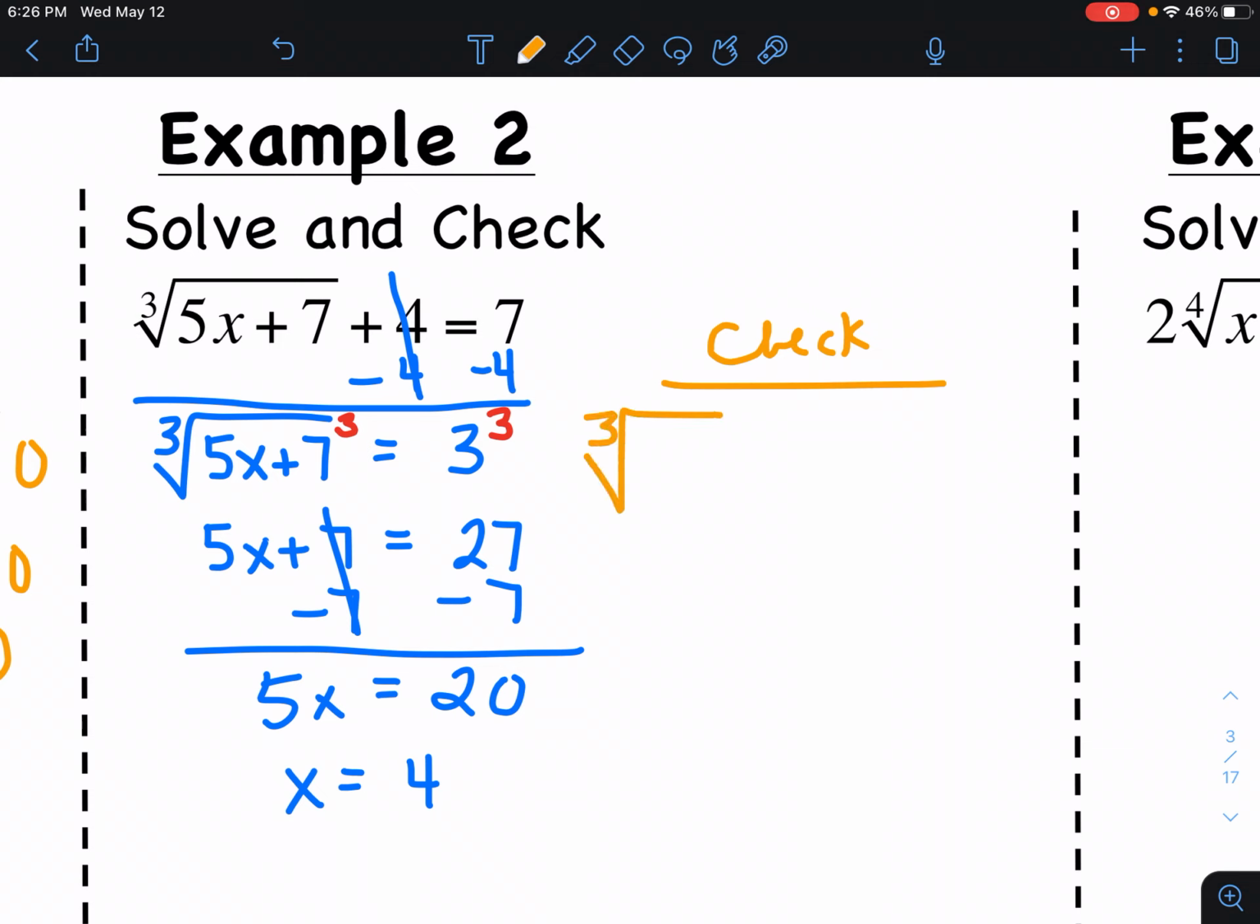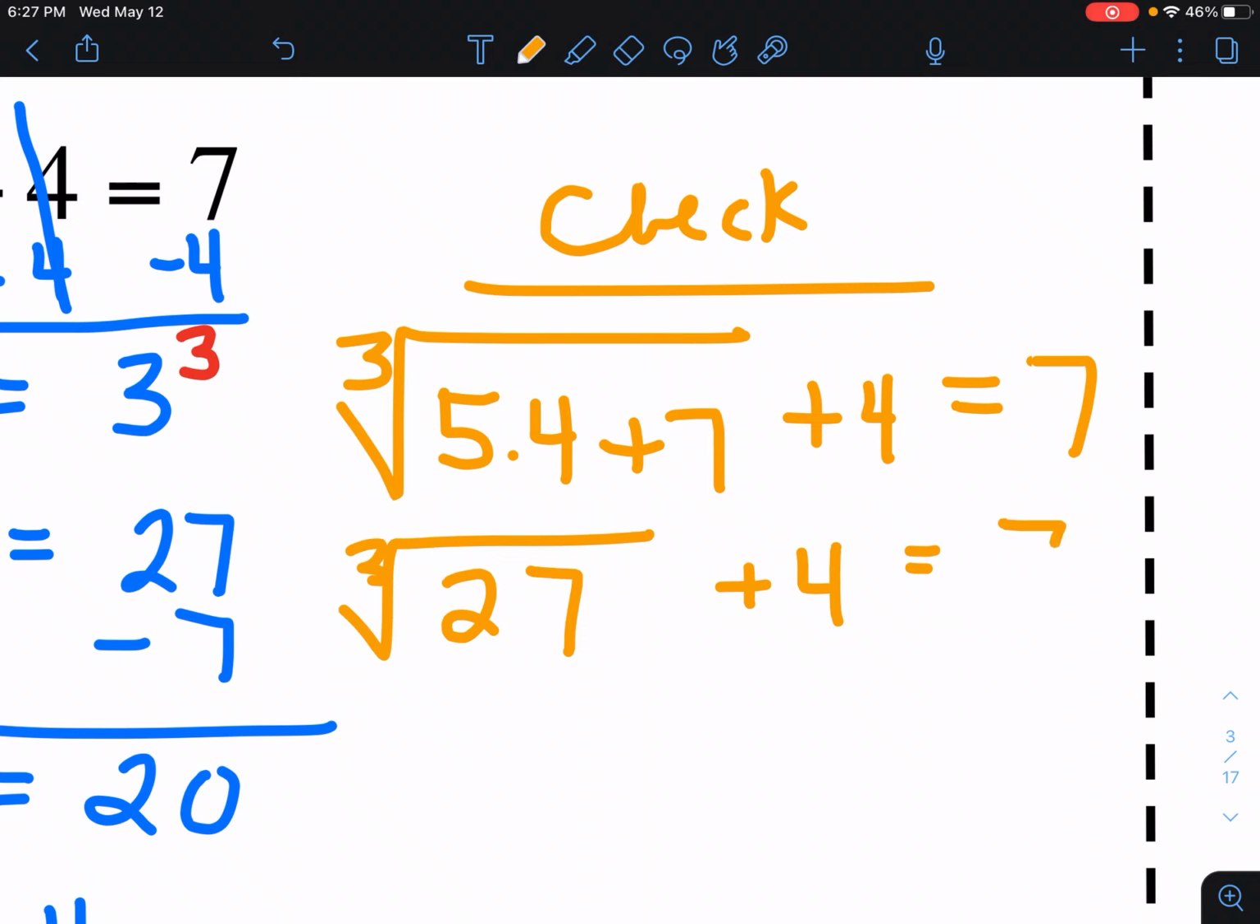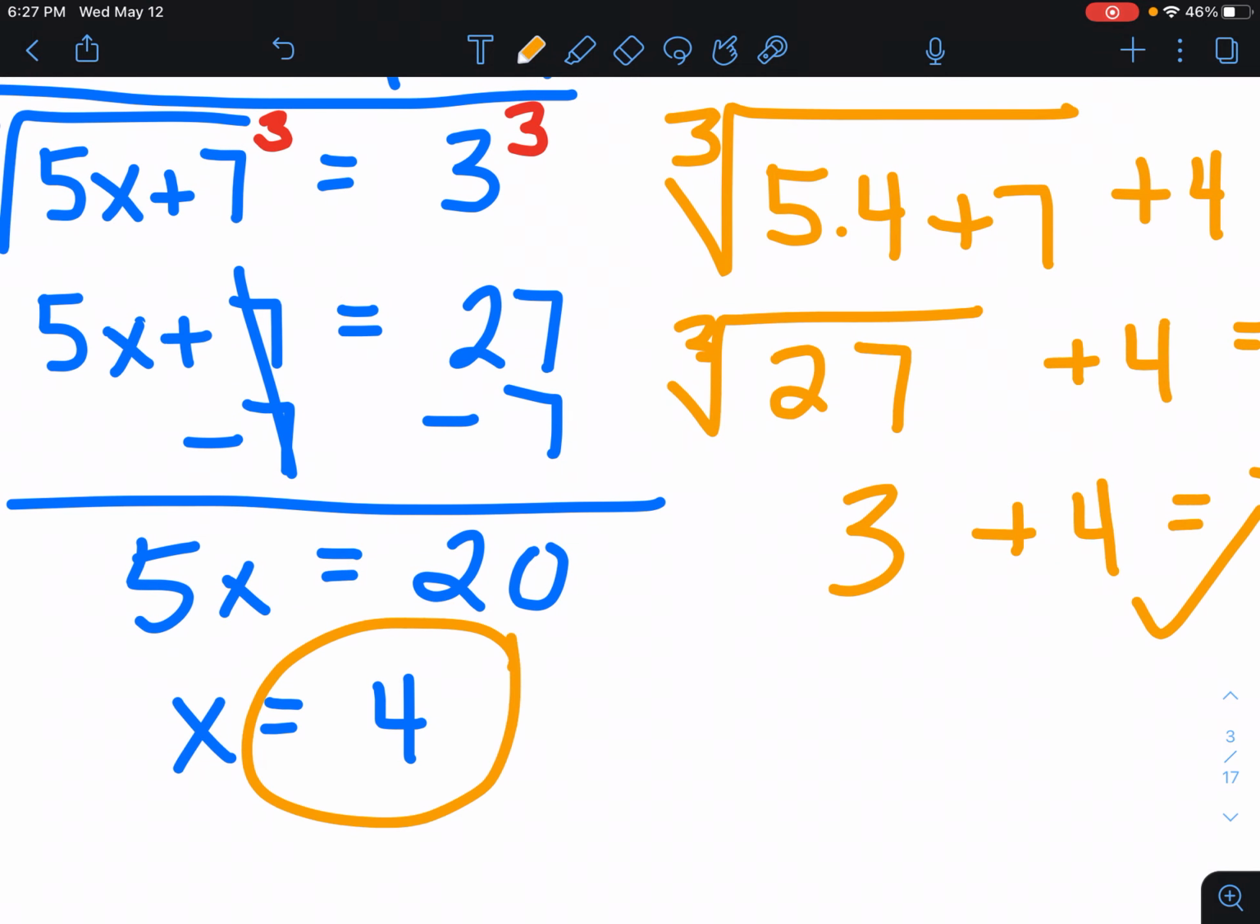So cube root of 5 times 4 plus 7, plus 4 equals 7. So that'll be 5 times 4 is 20, plus 7 is cube root of 27. The cube root of 27 is 3 because 3 times 3 times 3, or 3 cubed, is 27. And 3 plus 4 is 7, so that works out. I'm content that, without a doubt, 4 is my answer.